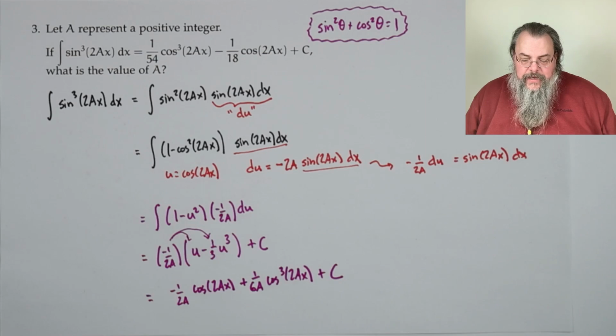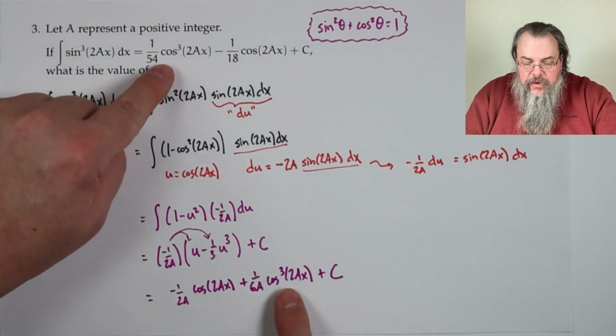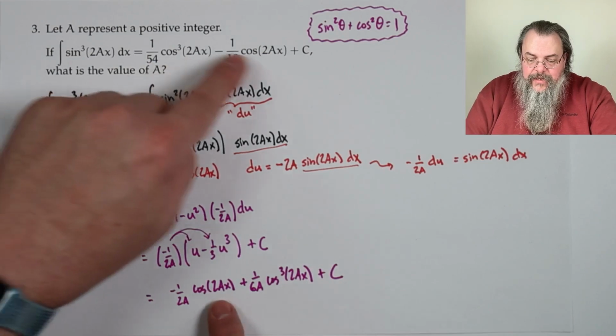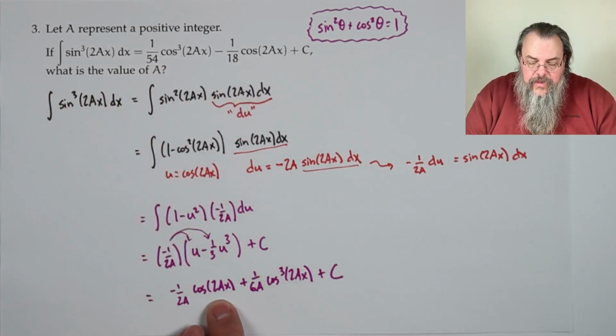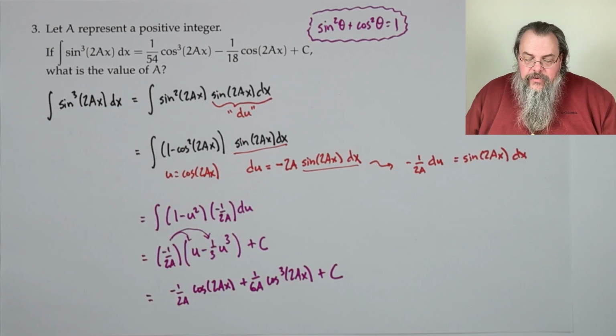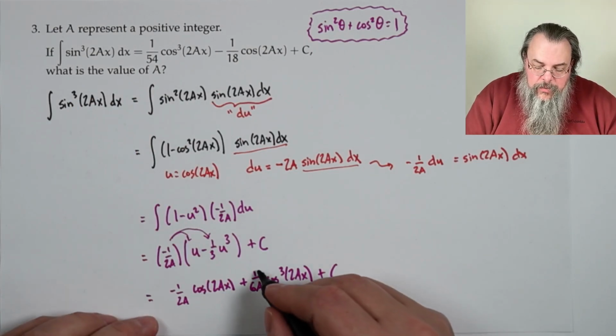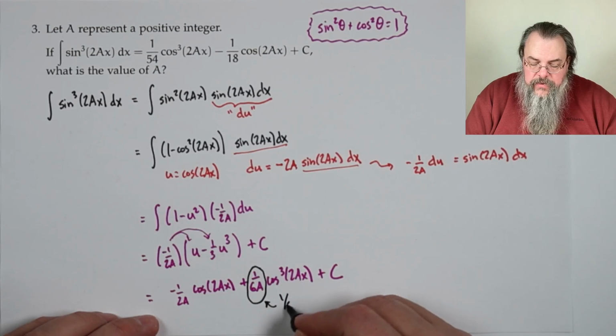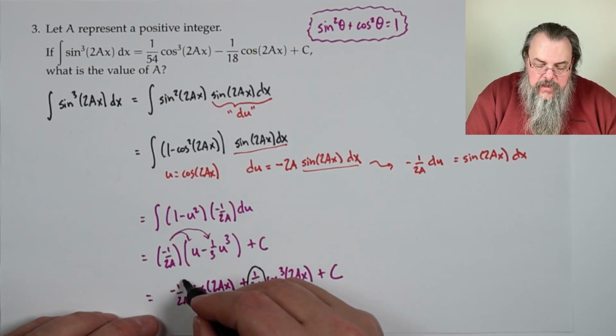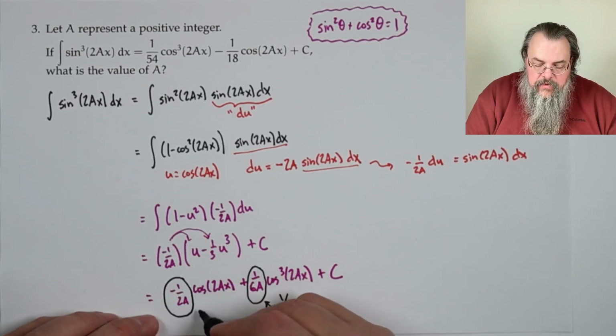Okay, now, good. Let's see, what do we have here? Well, we want to compare. We notice we have a cosine cubed of 2ax. We have a cosine 2ax. So that's good news. Now we could say, okay, so for this to work, this needs to be 1 over 54. And then this needs to be minus 1 over 18.